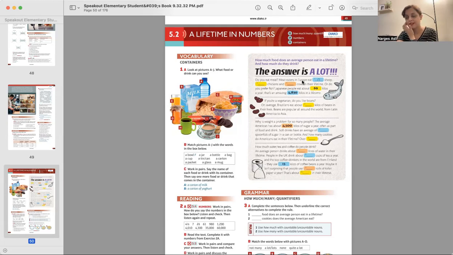As you remember, last session we were talking about the uncountable and countable nouns, and this session we also want to continue on that subject. We want to be familiar with how much, how many, and the question form of this grammar. Let's start with the vocabulary part. A lifetime in numbers.